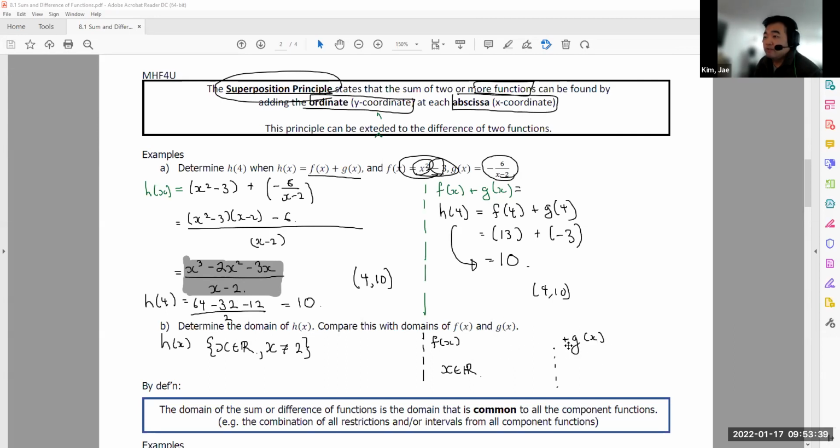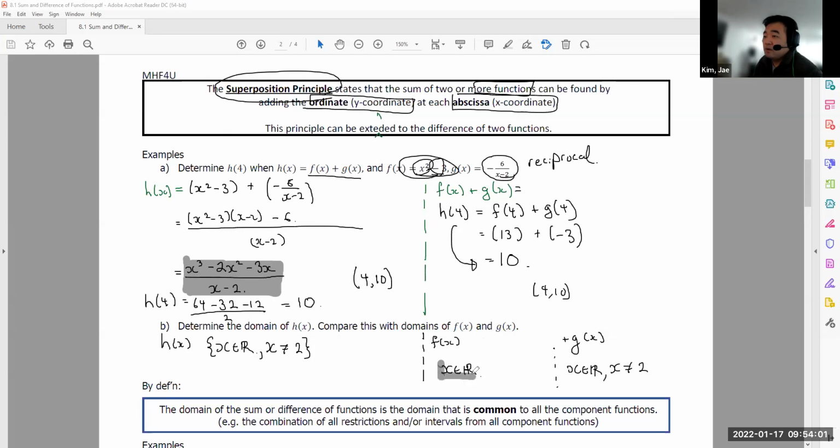For g of x, I have a fraction. It's a reciprocal function. And if you remember anything about reciprocals, it could be any real number except the denominator cannot be 0.